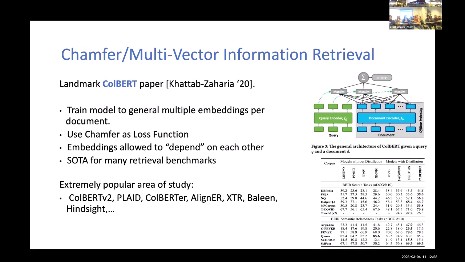There's a lot of work on this, and one of the key results of this paper is that if you do this, you can significantly outperform methods that just use a single vector on many of these common information retrieval benchmarks. For example, these BEIR benchmarks for information retrieval.